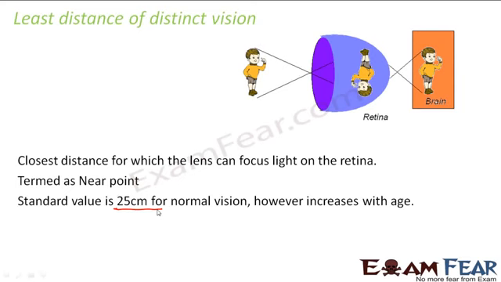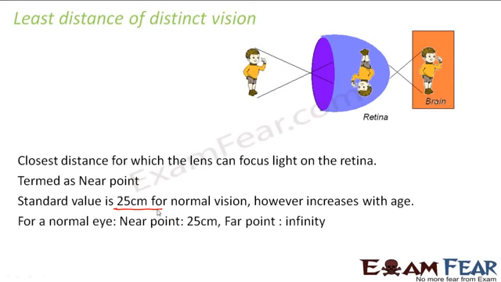That's because whenever you keep any object closer than 25 centimeters from your eye, the ciliary muscles cannot contract themselves to the extent needed to change the focal length of the eye lens enough to form an image on the retina. As a result, the image is not formed on the retina, and when the image is not formed on the retina, you do not get a clear view of that object.